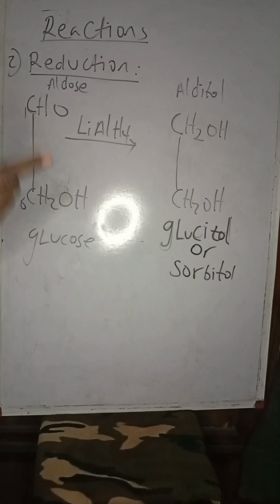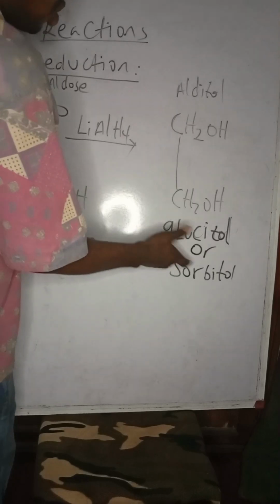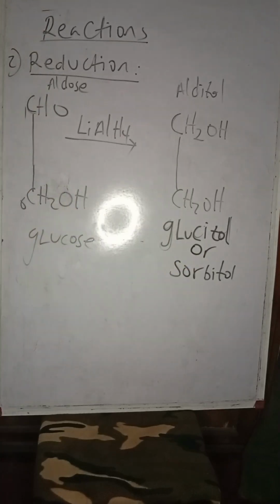For fructose, remember fructose can easily tautomerize to glucose. So for fructose, when you reduce it, you form sorbitol also. So sorbitol or glucitol is a sugar alcohol which can be used as an artificial sweetener. Yes, they are also sweet like glucose, so I use them as sweeteners. So that's for reduction of aldehyde.